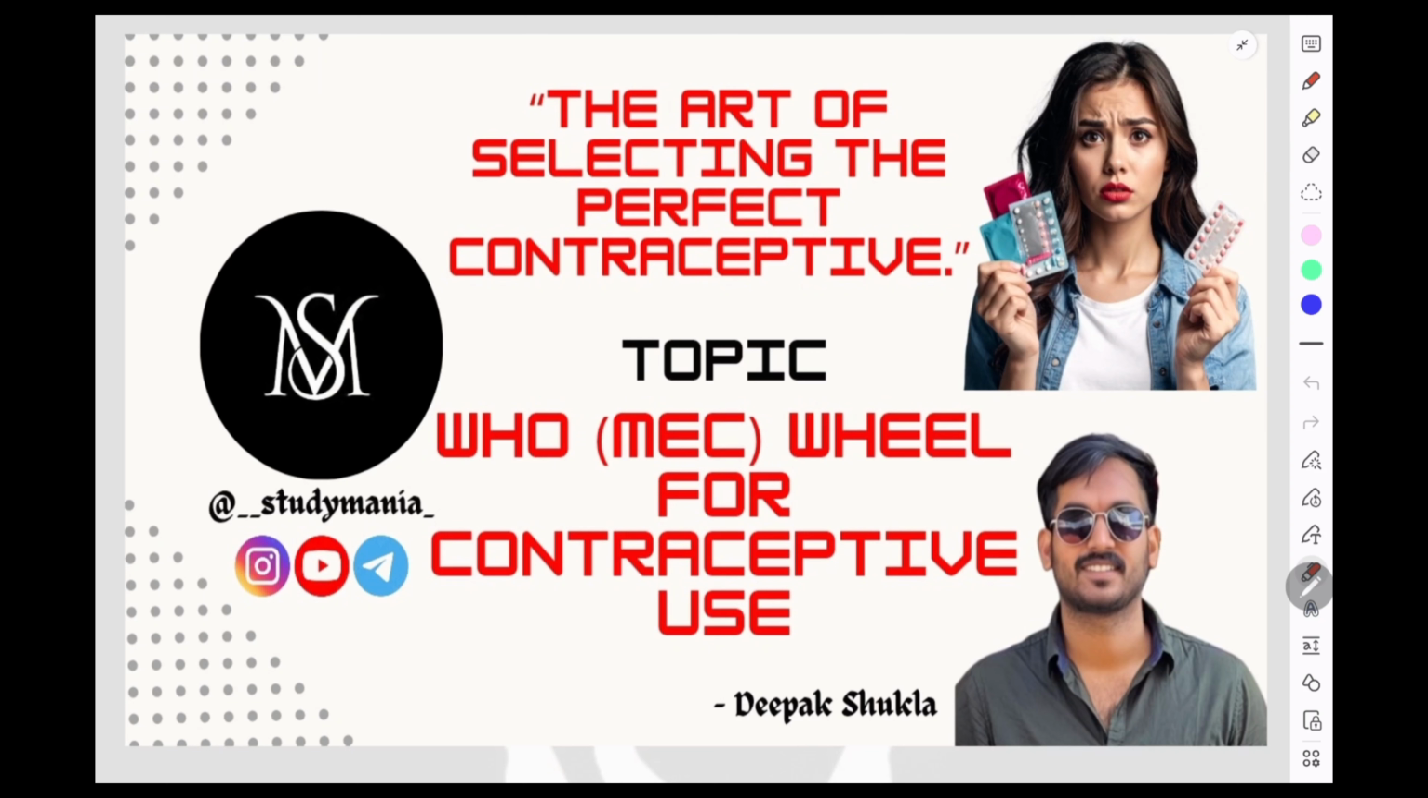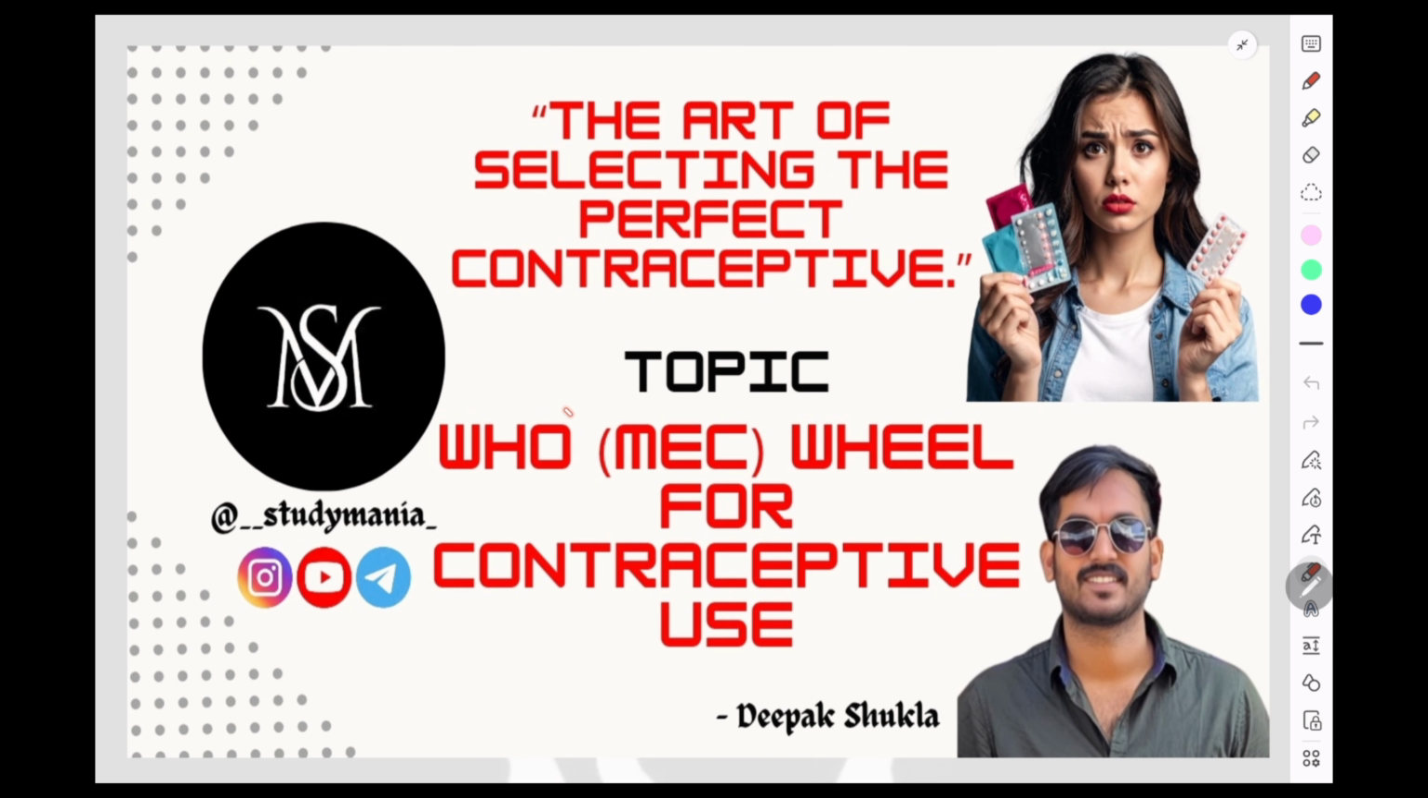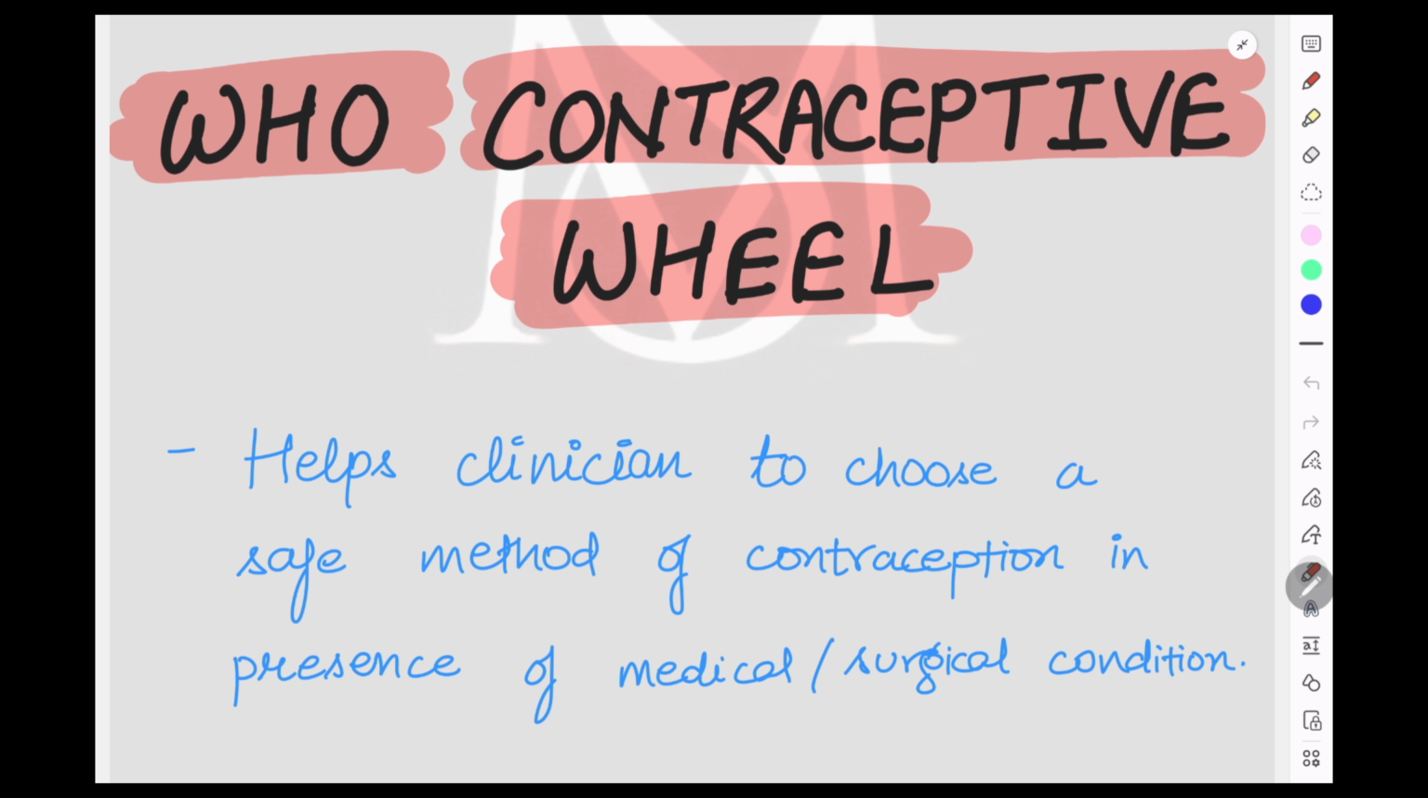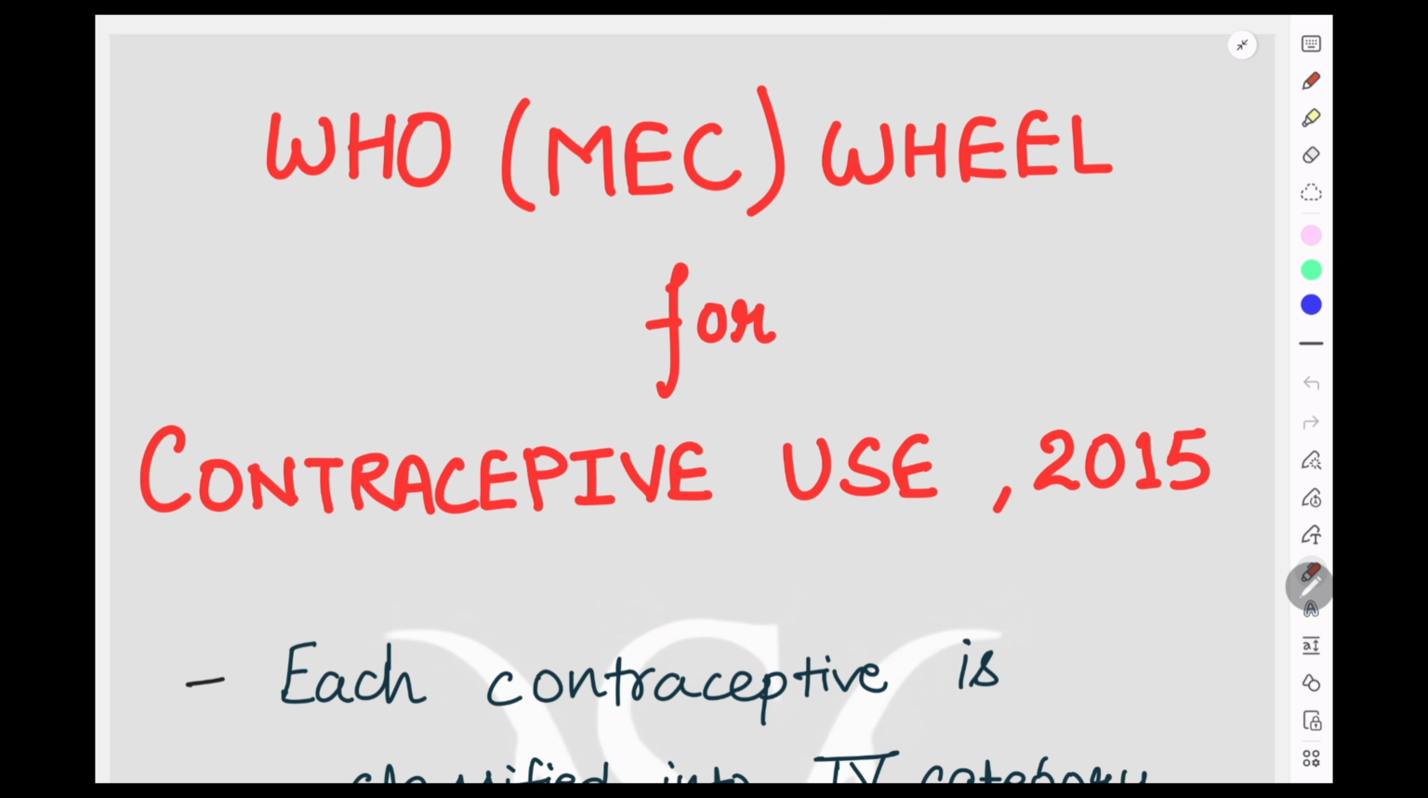What contraceptive method will you choose for a postpartum female and lactating female? If this comes in Viva, can you answer confidently? If not, let's learn today. So we'll see the WHO MEC wheel. MEC means medical eligibility criteria wheel for contraceptive use. This WHO contraceptive wheel helps clinicians choose a safe method of contraception in the presence of different medical and surgical conditions. Let's learn it step by step.